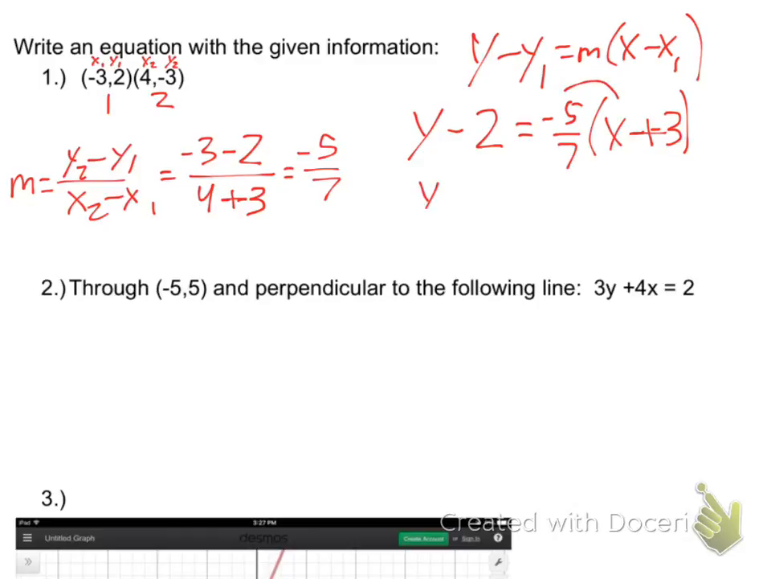Distributing through, guys, one step at a time, would be negative 5/7 x. What's a negative 5/7 times 3? Negative 15/7. Everybody okay with that? Last move.